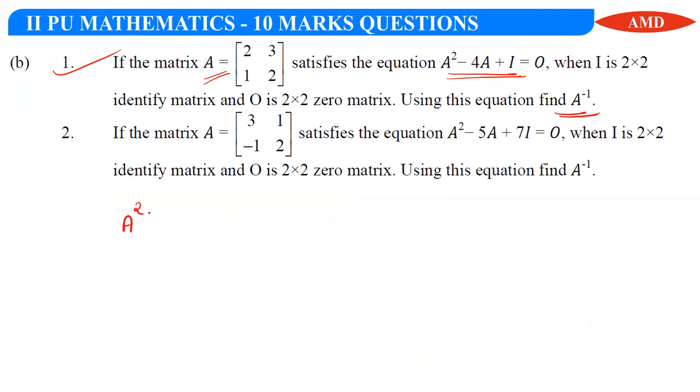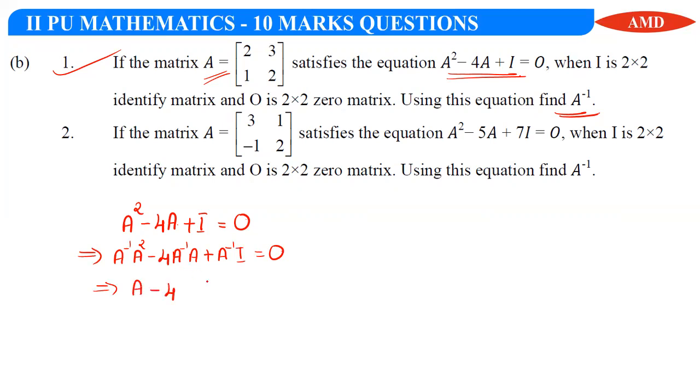First write down the given characteristic equation, then multiply throughout by A inverse. We'll do the left multiplication. When I say left multiplication, for every term you should multiply on the left hand side. So this becomes A minus 4 times A inverse into A becomes I, plus A inverse into I is A inverse itself, equal to 0. Now this implies A inverse is nothing but 4I minus A, and now you could substitute and then get the inverse of the matrix.